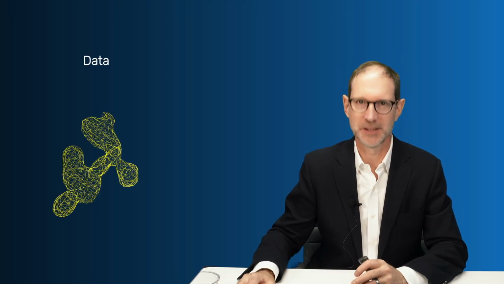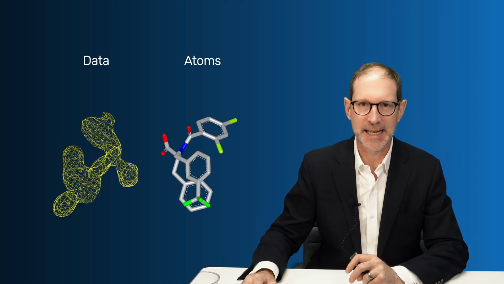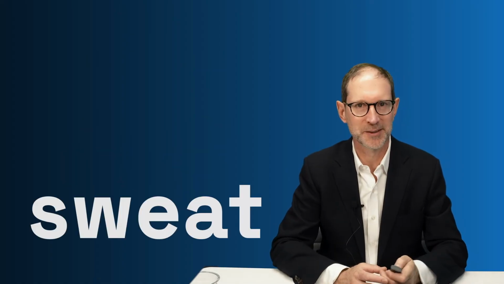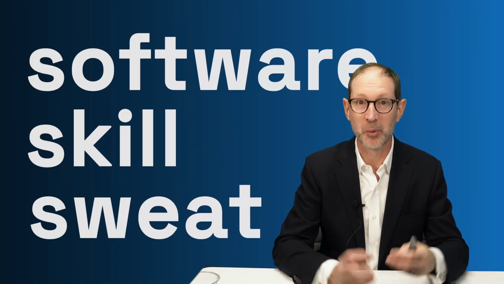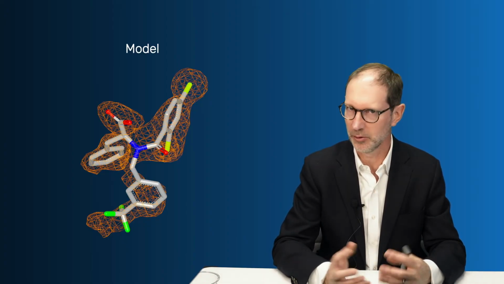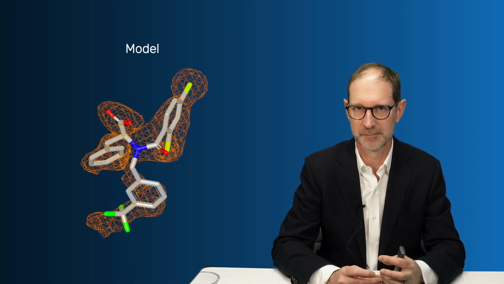And that is, they have to take data, in this case electron density data from crystallography, and they have to take atoms, and using a combination of sweat, skill, and software, put the atoms into the density to make a model. So the atomic coordinates that you're consuming when you're doing docking or other structure-based design aren't the data, they're a model of the data. And so obviously a question that comes to everyone's mind is, how can I discriminate a good model from a bad?